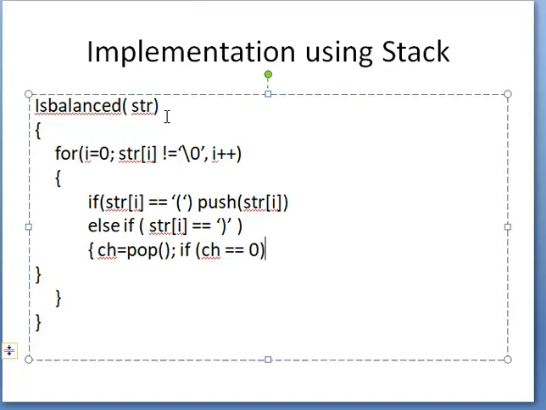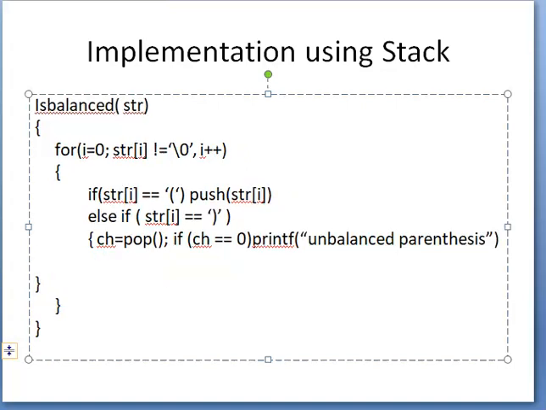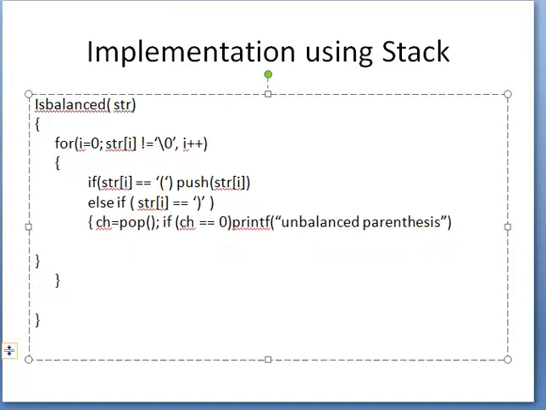But if the stack returns a 0 character into ch, that means there is no matching parenthesis available in the stack. So we'll simply print a message, printf unbalanced parenthesis. And we have closed the else here, and this is where we have closed the for, and after we come out of the loop, again we will check.